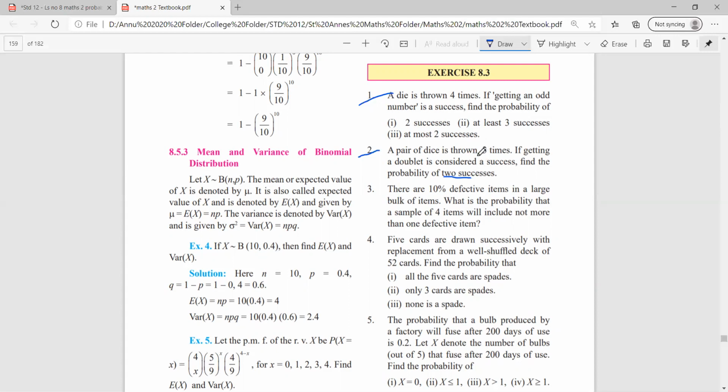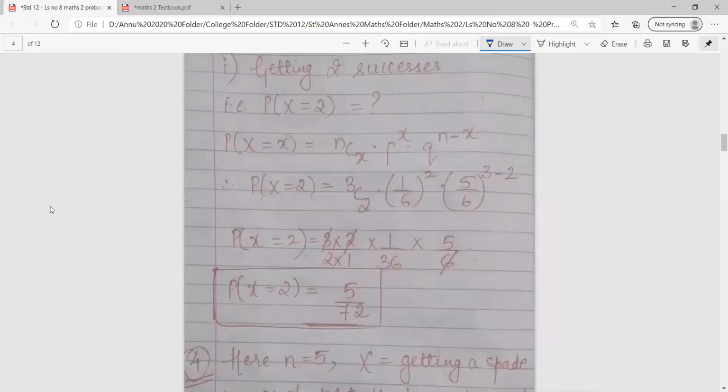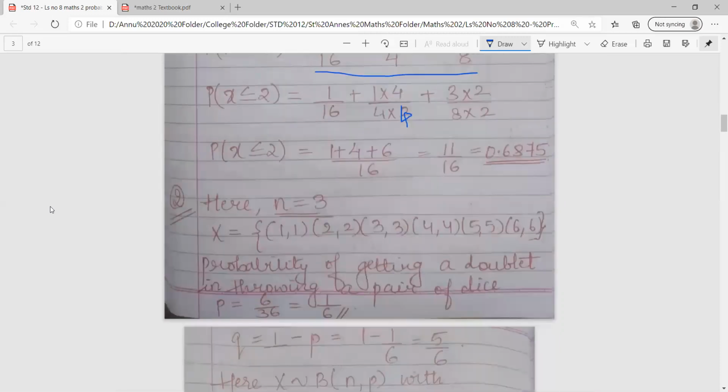Correct, 3. Very good. Probability P is the success, considered as getting a doublet. Doublet means 1, 1, 2, 2, 3, 3. All right, so here we go. Just give me a second. All right, so here N is equal to 3.